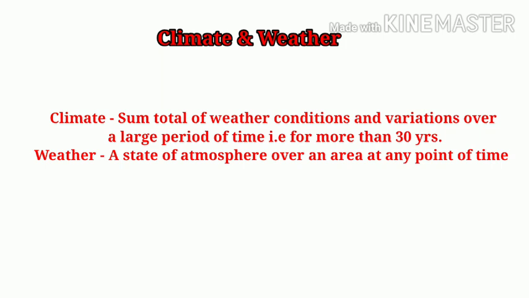So now the question arises here is, then what is weather? Weather is the state of the atmosphere over an area at any point of time. It means when we observe that right now it's sunny and just after a few hours it starts raining and again it's a sunny day, so it shows that these often changes are what we call weather.